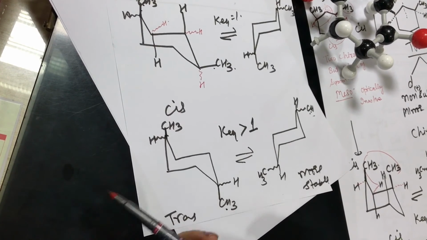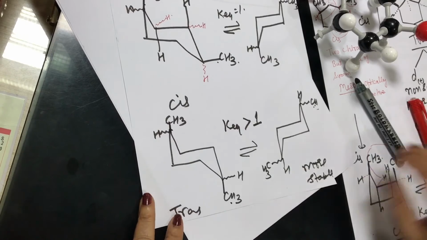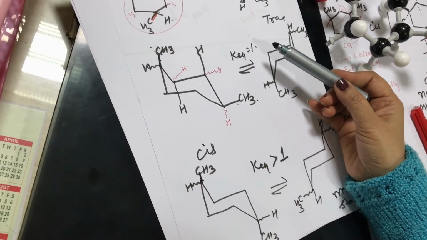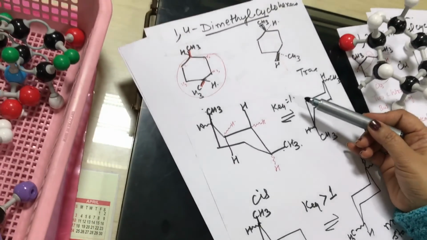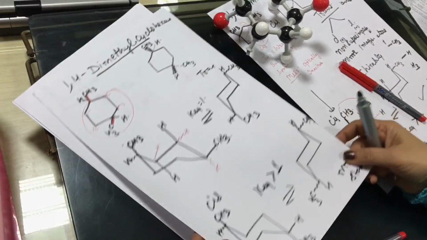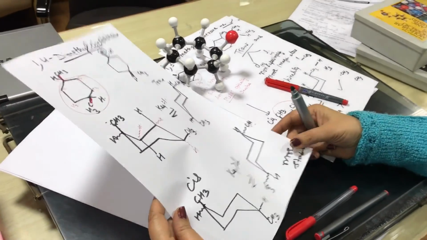So this is all about dimethyl-cyclohexane 1,2, 1,3 and 1,4. This is all about conformation and configuration of cyclohexane.